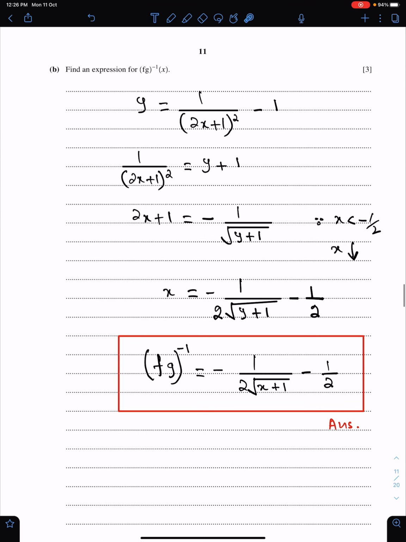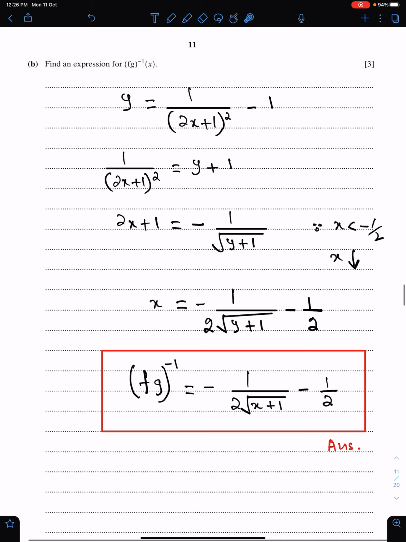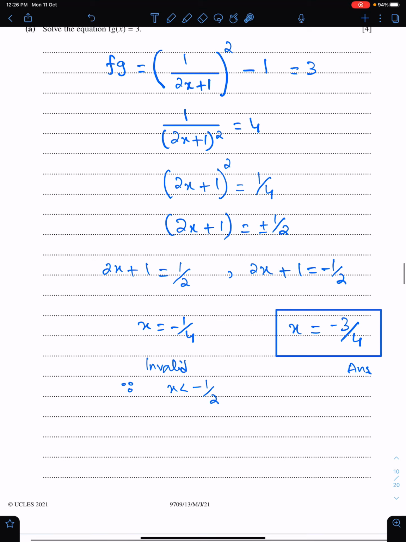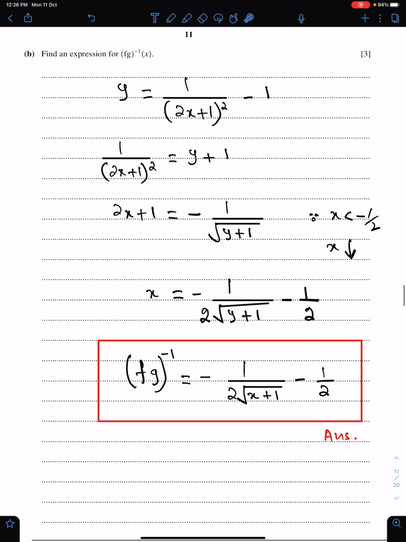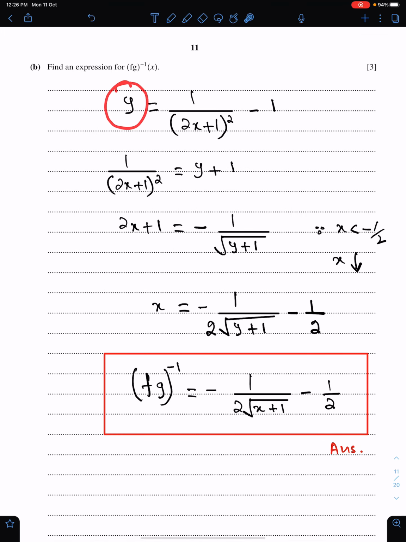Next part, we need the expression for fg whole inverse. This is very simple. We have the expression of fg. Sorry, this is the expression of fg. So we need to replace fg by y first. Then we need to make this bracket the subject. For that, we need to bring this 1 on the left hand side.